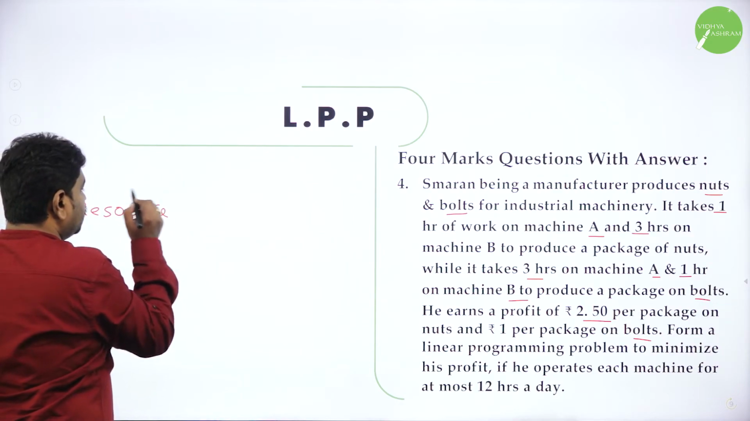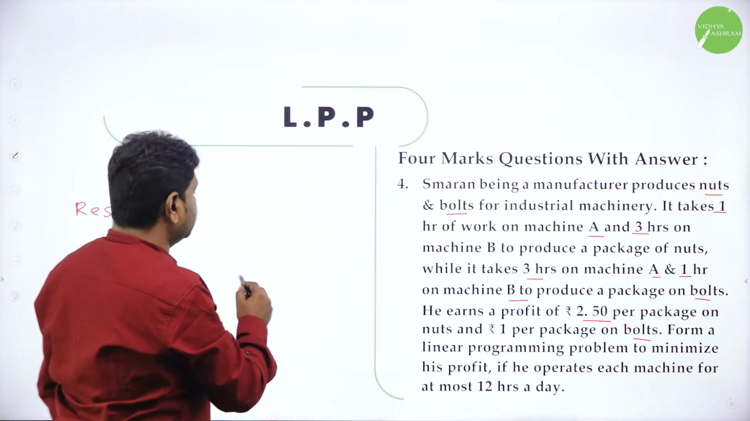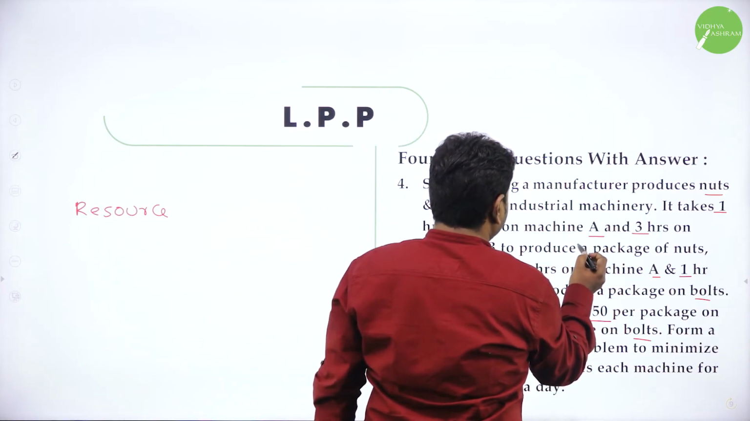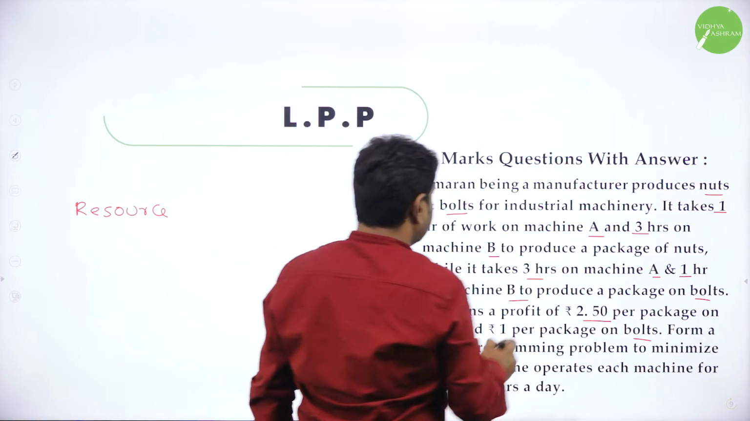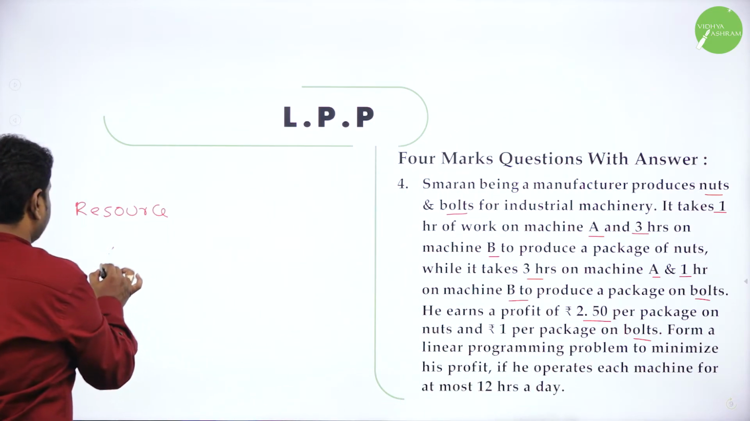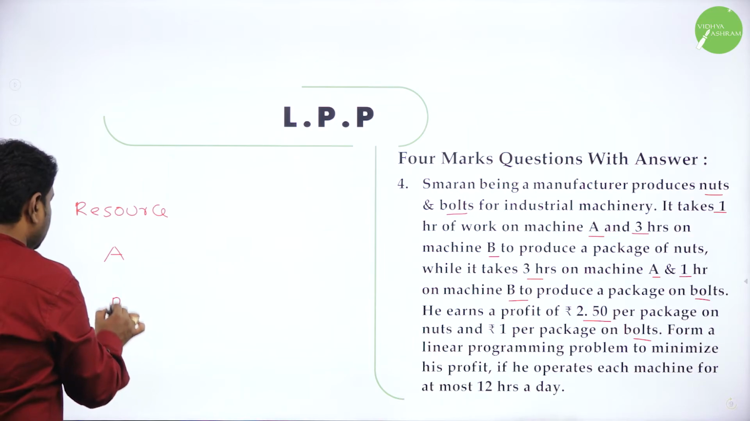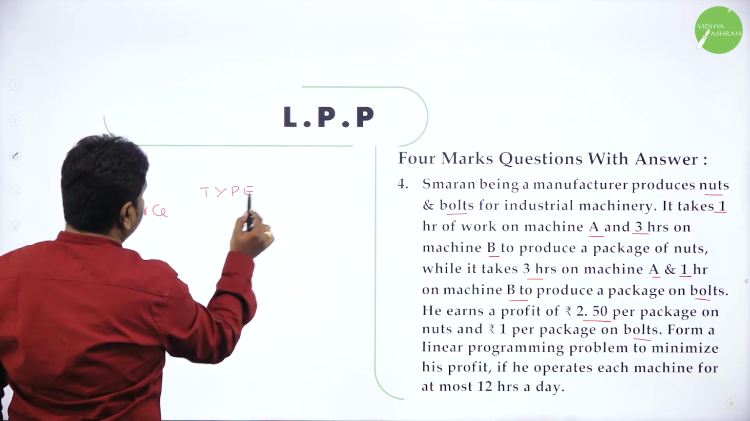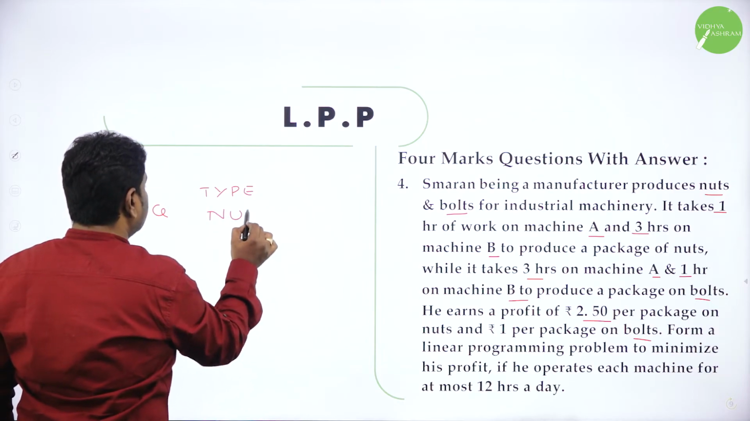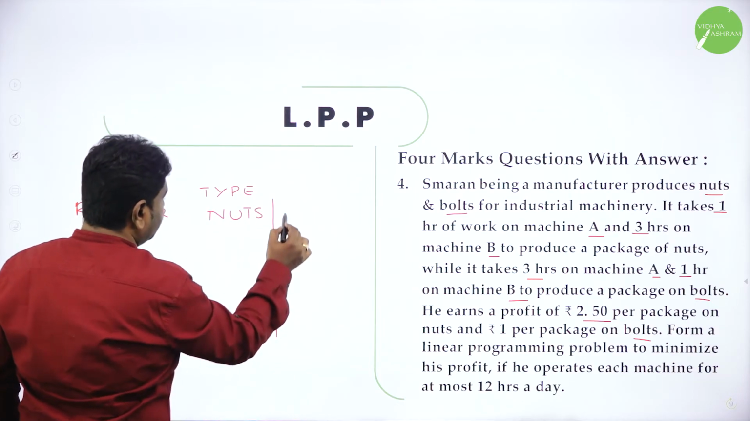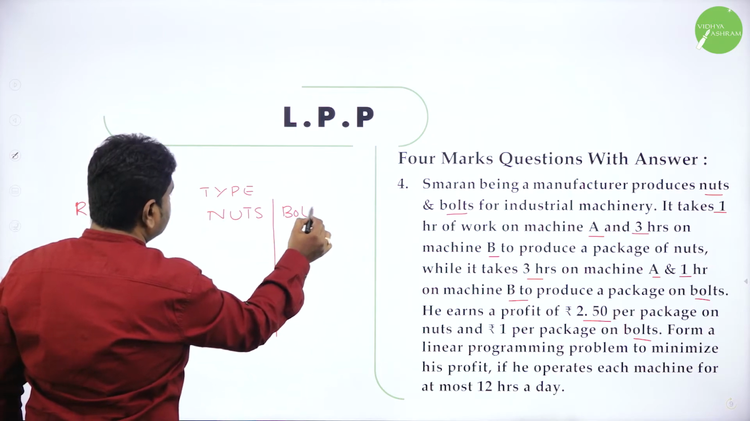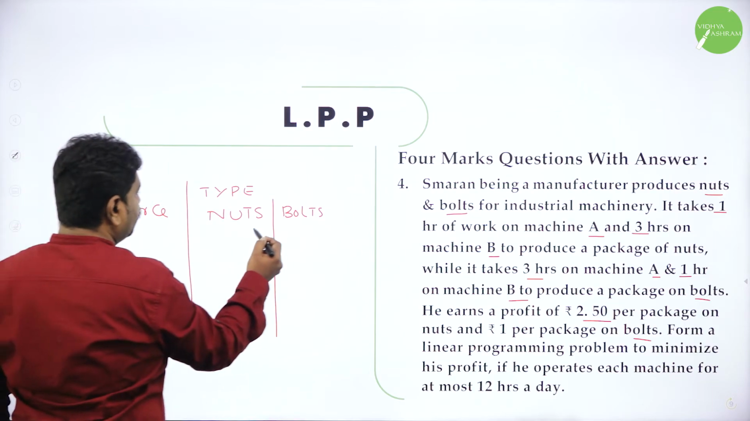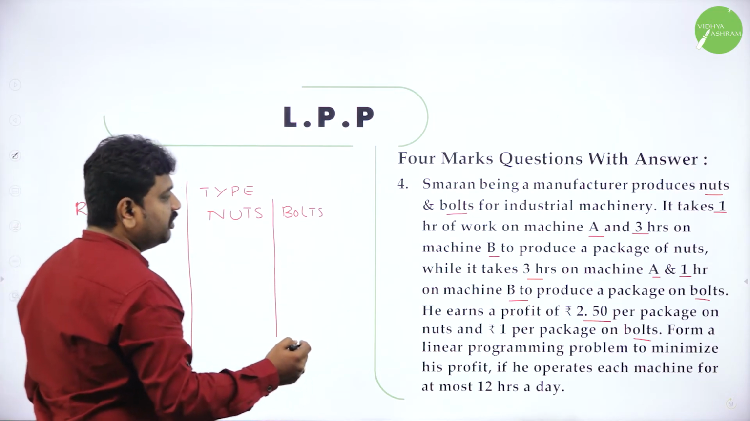Resource, what is using? When you read the question, two resources are there: machine A and machine B. A and B are the resources. In the resource column I will fill A and B. Then the type of goods he is producing: nuts and bolts. Resource is one column, type of goods is another, and then availability, the constant.